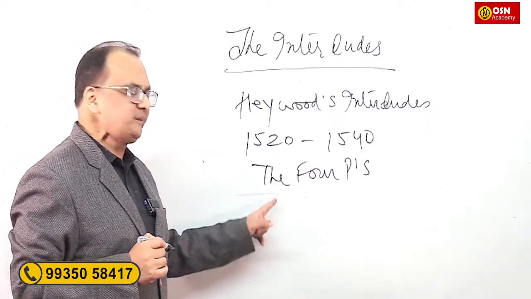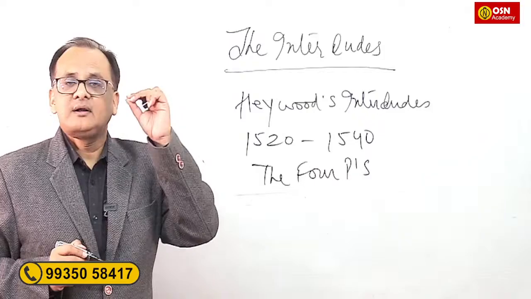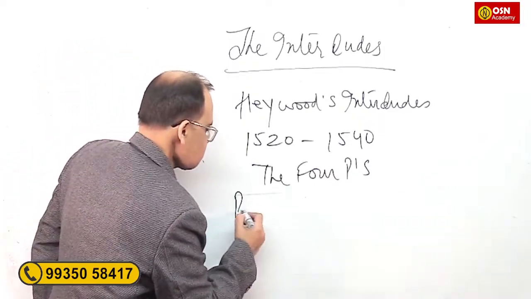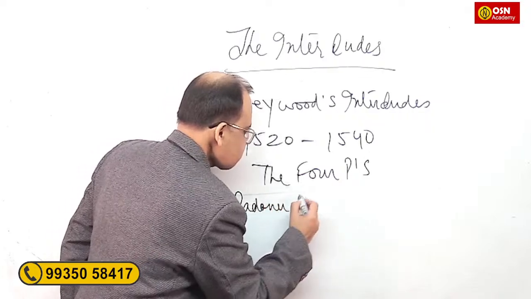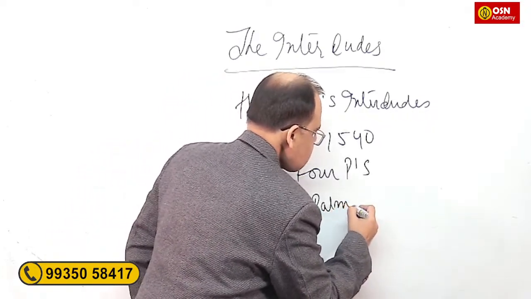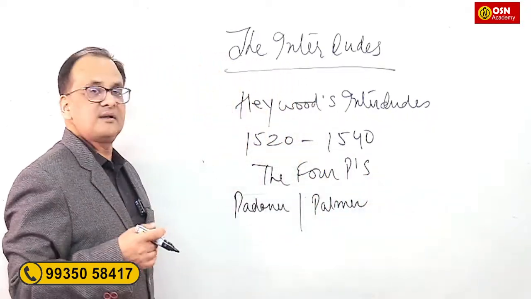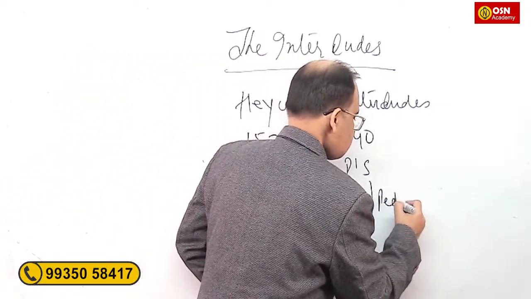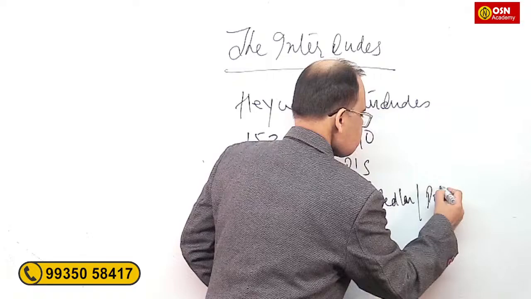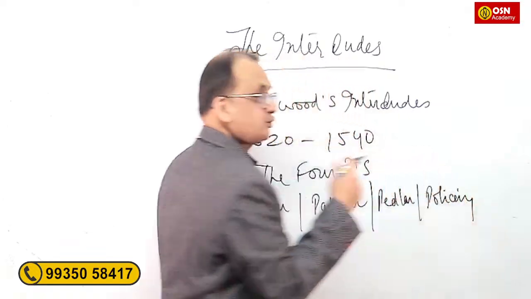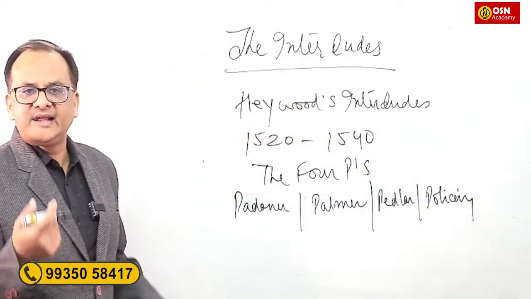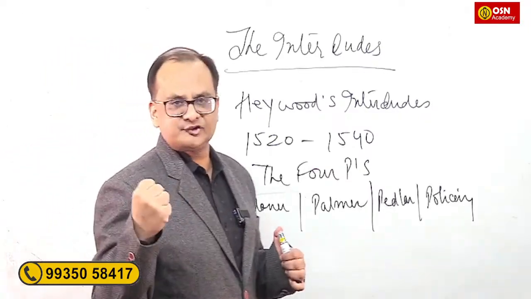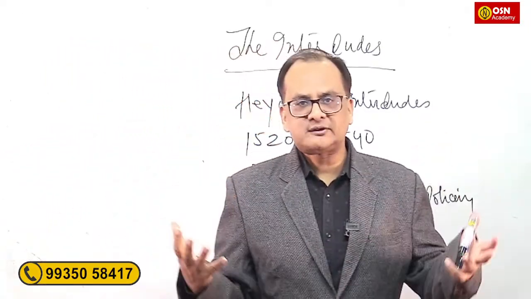What is this Four Ps? It is a contest of wit between a pardoner, a palmer, a peddler, and an apothecary. It was a contest of wit. And the characters here strongly suggest those of Chaucer.